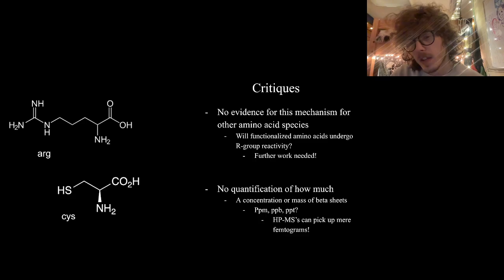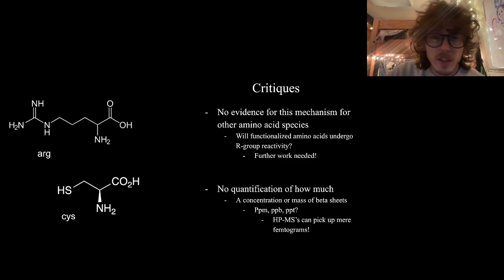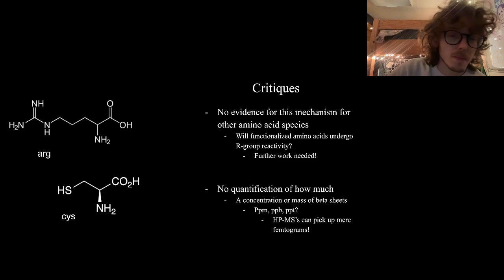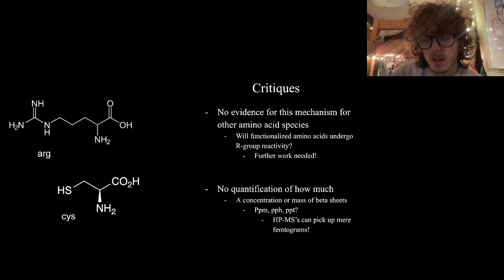And honestly, I think it's grounds for a new stem of research in itself, because I wasn't able to find any other CVD polymerization reactions on the internet using other ones.